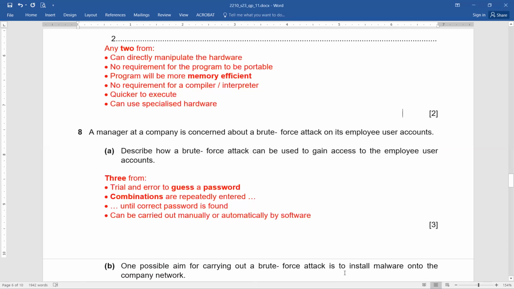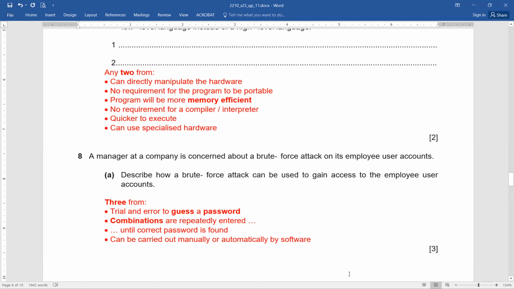Question number 8. A manager at a company is concerned about a brute force attack on its employee user accounts. Describe how a brute force attack can be used to get access to the employee user accounts. For this, you need to be very clear about the brute force attack. So what is it actually? Now, it's a 3-mark question. It's trial and error. And this trial and error is done to guess a password. Combinations are repeatedly entered until the correct password is found. And this can be carried out manually or automatically by software.